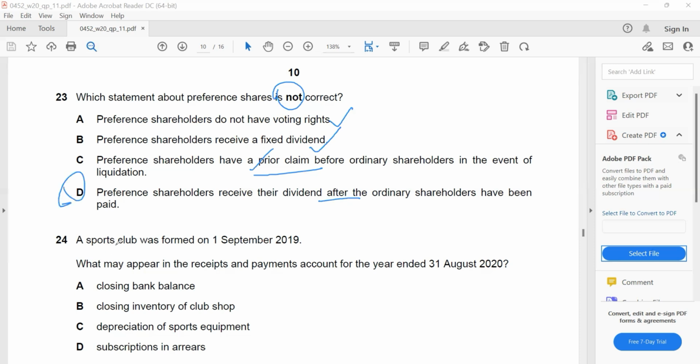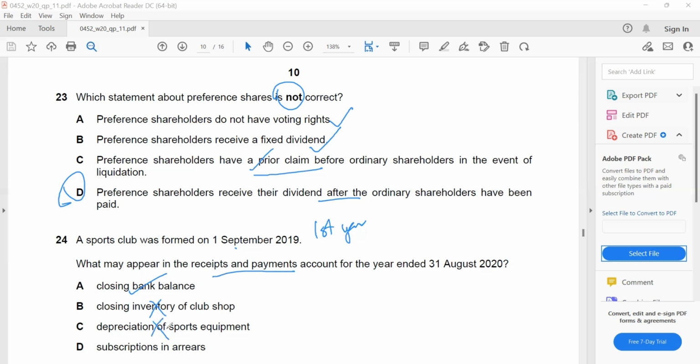A sports club was formed on 1st September 2019. What may appear in the receipt and payment account for the year ended 31st August 2020? Formed on this date, this is the first year. Okay, end of the financial year. So receipt and payment is like a bank, we have the closing bank balance. We should have closing inventory? This is nothing to do with inventory. Receipt and payment is like a bank account.